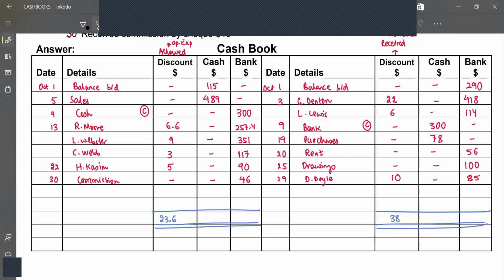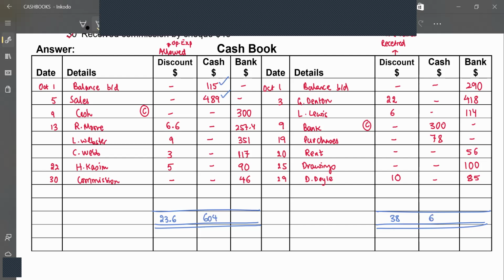Then you will total the cash account. In the cash account, the debit side will always be heavy because you can't have, say, minus $10 in your pocket, right? You have to have a positive balance in the cash account. So the debit side will always be heavier. The debit side values for cash are 115 and 489. You add them up, that makes a total of 604.